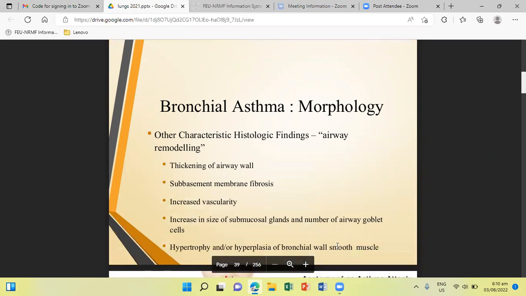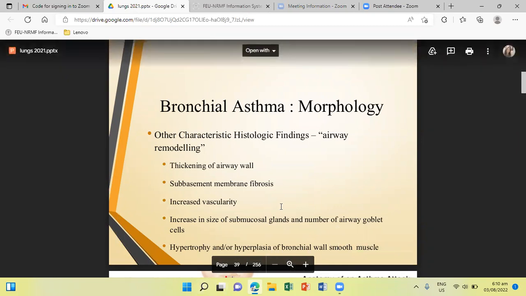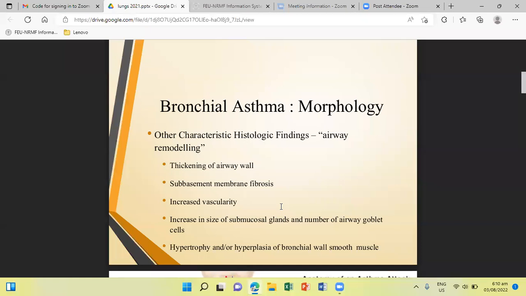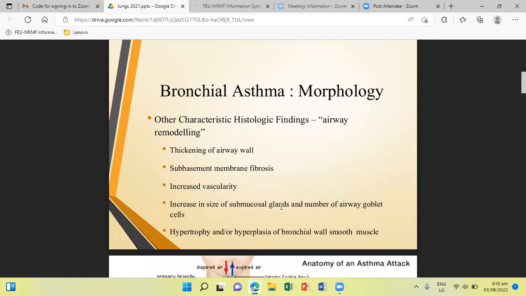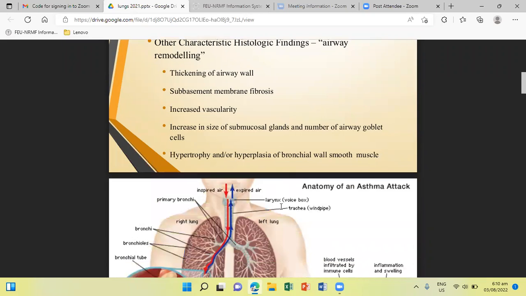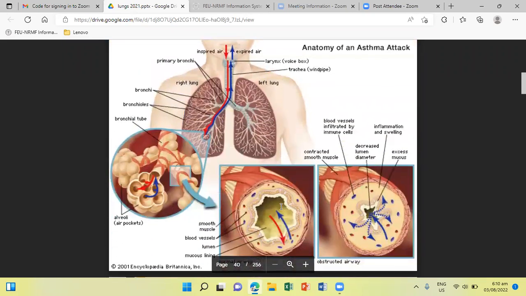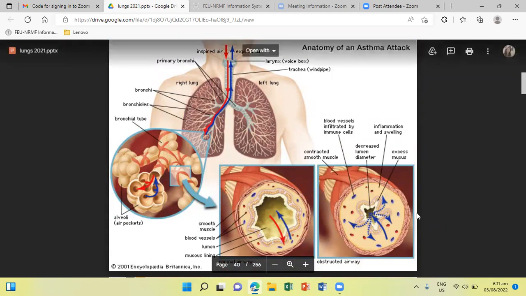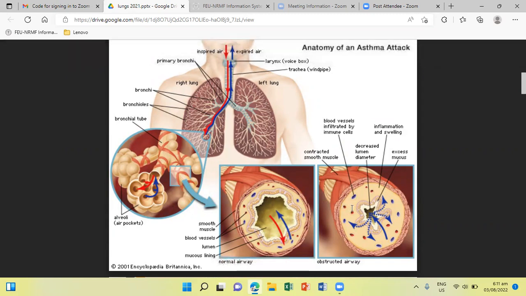So, I have already mentioned airway remodeling. What does it mean? It means that your wall, as I have shown you in the illustration before, gets to be thickened. Why? Because there is fibrosis, there is increased vascularity, the submucosal glands are also expected to increase in number, and there is hypertrophy of your bronchial wall. Now, this is again a repeat illustration showing you the things to remember: 1, bronchoconstriction; 2, thickening of the wall; and 3, mucus production.